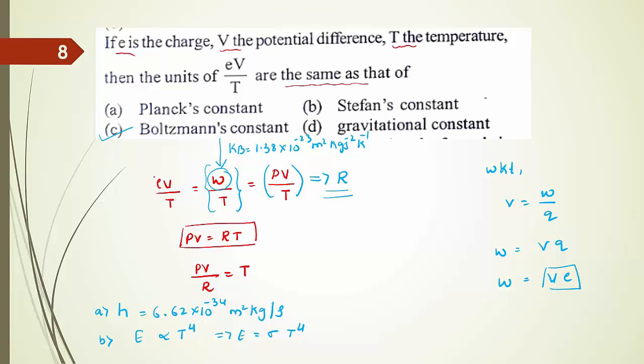Option C is the right answer, because you can observe the unit of EV by T is the same as that of the Boltzmann constant. And the gravitational constant is denoted by G, which is related to gravitational force and the mass. But here the Boltzmann constant is related to work or energy and the temperature. So option C is the right answer.